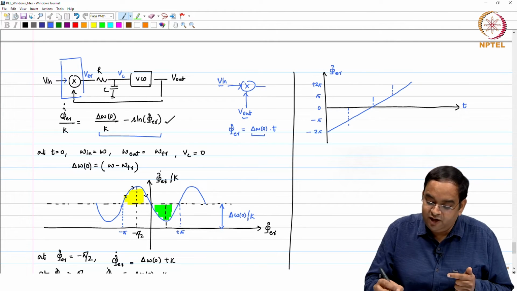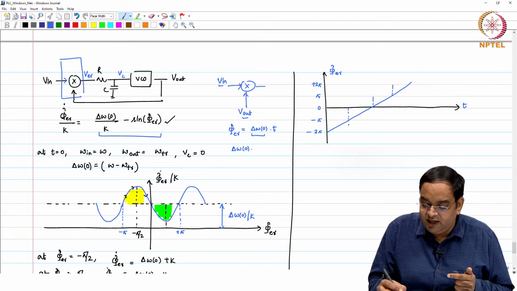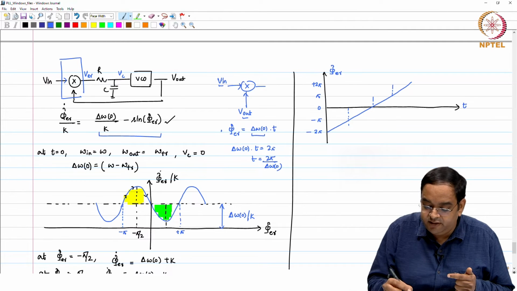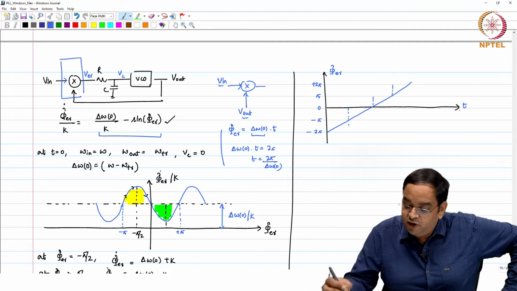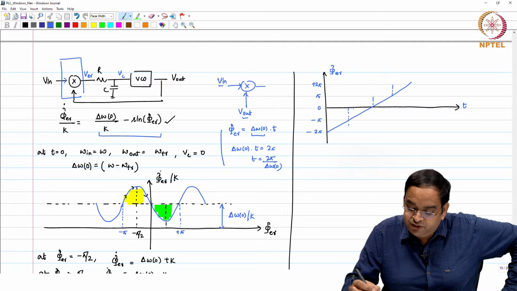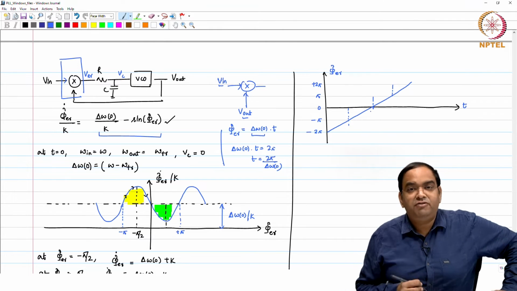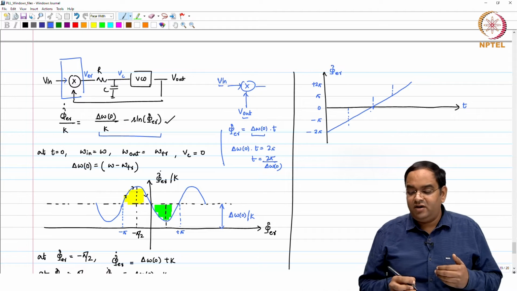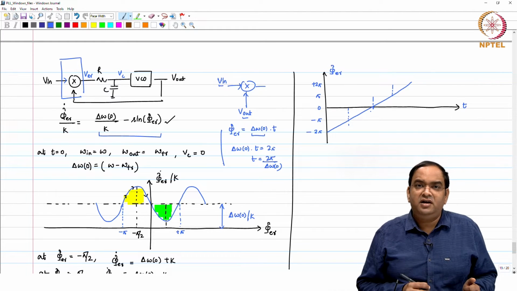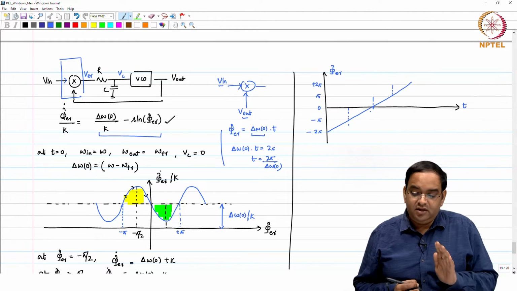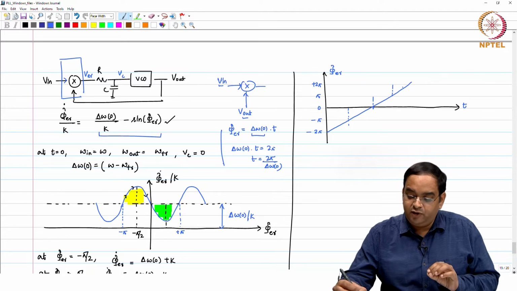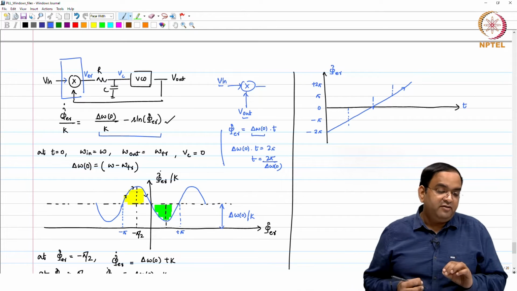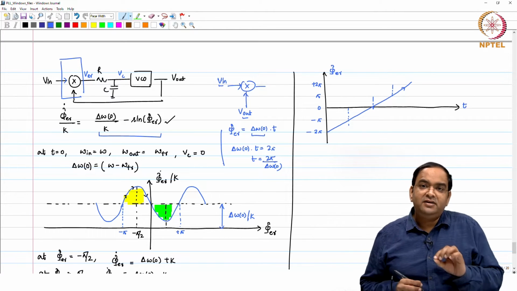So, you are going to accumulate this phase error in time 2 pi by delta omega 0, if you start from time instant 0. Okay. Starting from minus 2 pi, or that is just a reference which I chose, you can choose anything. The important part here is for a mixer in open loop, the phase error will keep on increasing linearly.